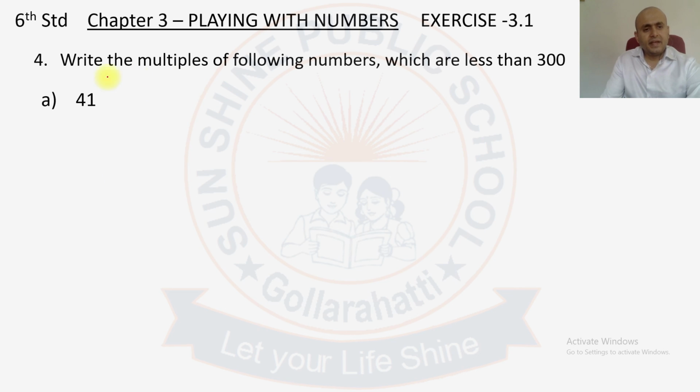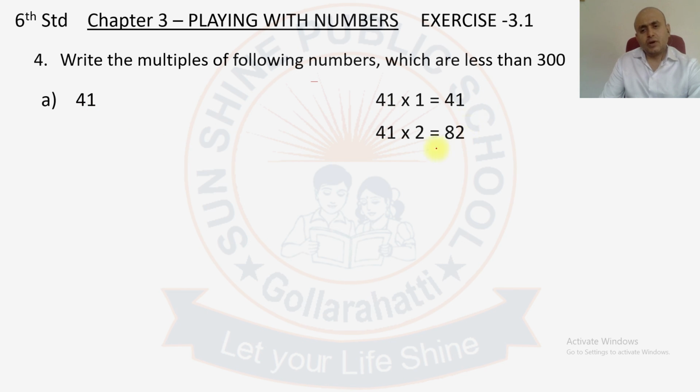Fourth one: write the multiples of the following numbers which are less than 300. Here, if we keep multiplying, the numbers keep getting bigger. So they asked us to write only those which are less than 300. Let us write 41, that is, we have to write the table of 41, the multiples of 41.